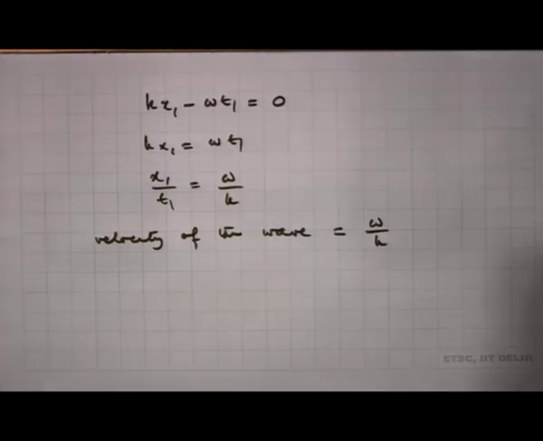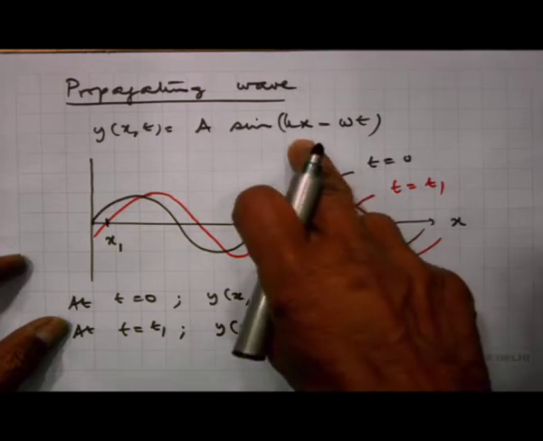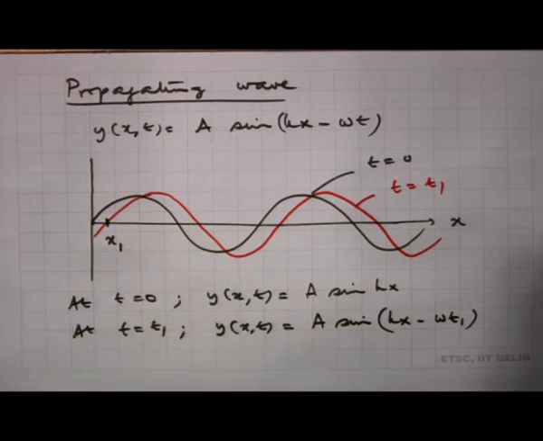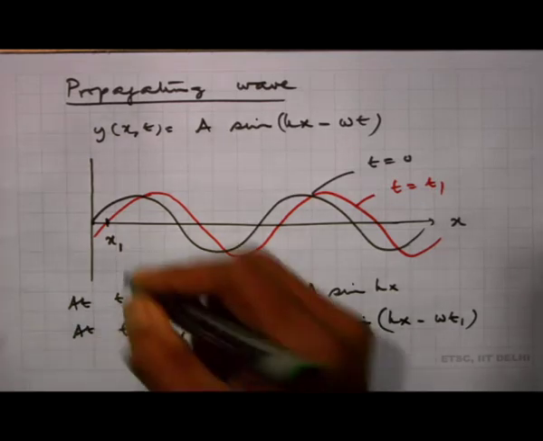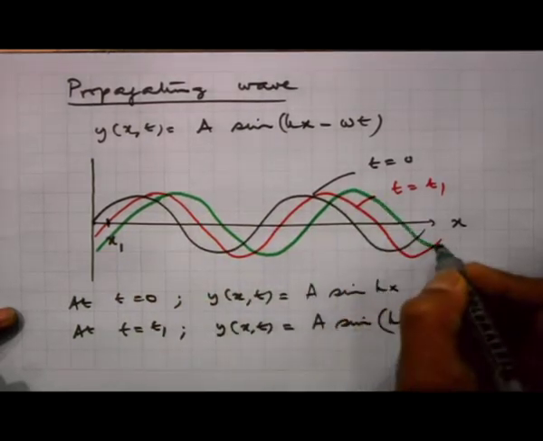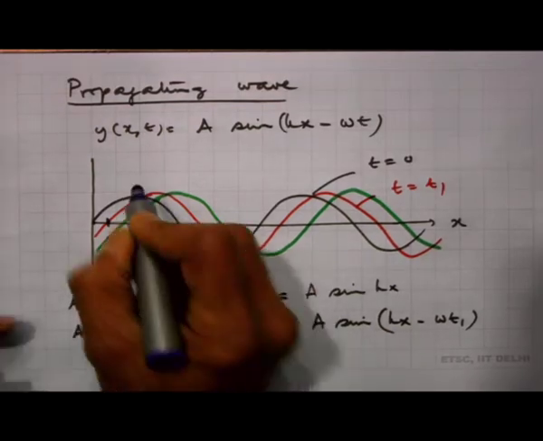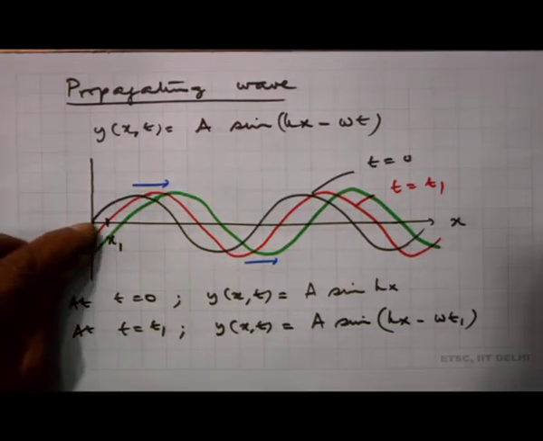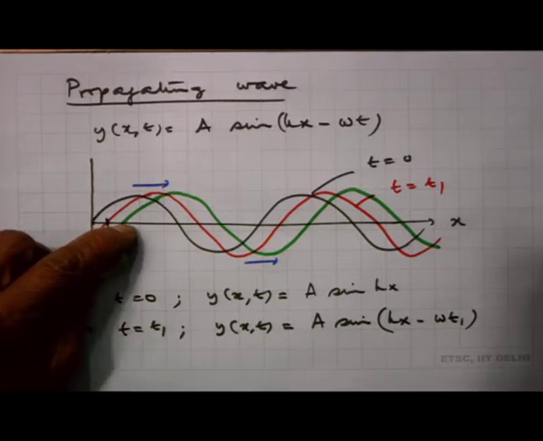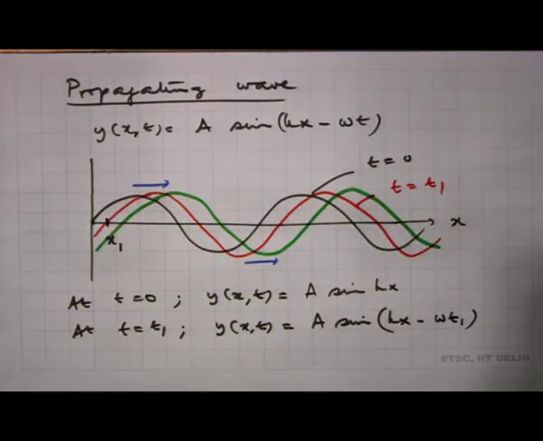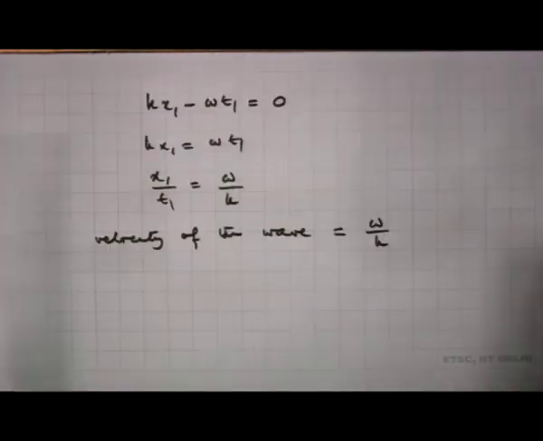So, that means this equation represents a propagating wave, as you can see here. If I were to draw the same figure a little later, it will go like this. The entire wave is moving in the positive x direction: at t equal to 0, t equal to t1, t equal to t2, and so on. As time progresses, the entire wave seems to be moving like this. So it represents a propagating wave, and the velocity of propagation is omega by k.